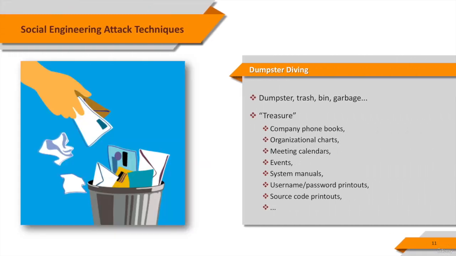Dumpster diving, also known as trashing, is another popular method of social engineering. It's simply looking for valuable things in someone else's waste bin. A huge amount of information can be collected through company dumpsters. Company phone books, organizational charts, company policy manuals, calendars of meetings, events and vacations, system manuals, printouts of sensitive data or login names and passwords, printouts of source code, etc. All of this information can be used to assist a social engineering attack to gain access to the target company's network.